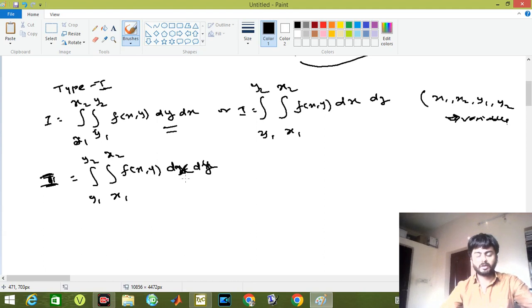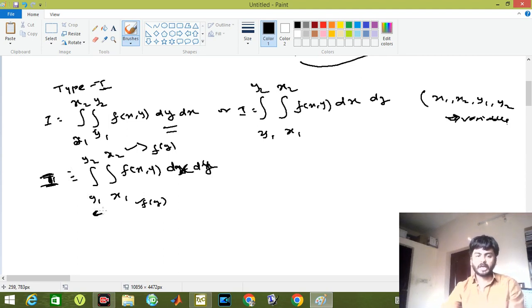Here you have to think about what will be given: one is constant and the other will be variables. In this case, x1 and x2 will both be functions of y, whereas y1 and y2 will be constants. They will be fixed, so they will be constants.